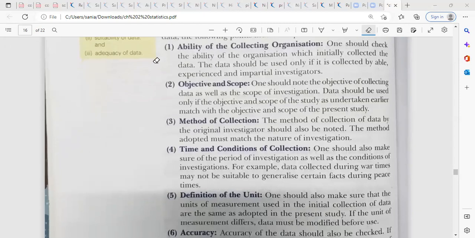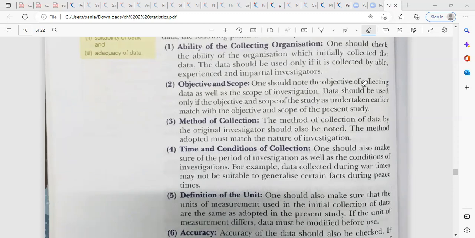Then objective and scope. For example, if you are collecting data for literacy, and the organization collected the data for maybe the mortality rate or the fertility rate, then of course both objectives are different, right? So you cannot use that data because the objective and scope are not the same, right?